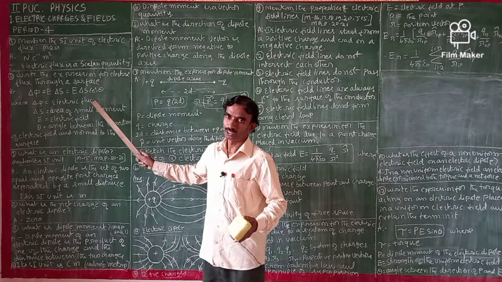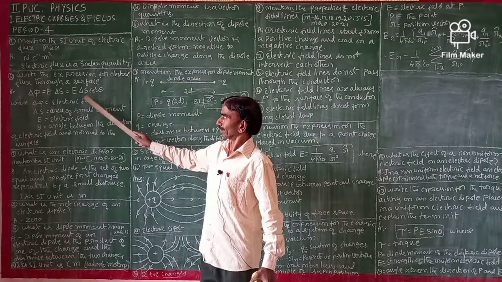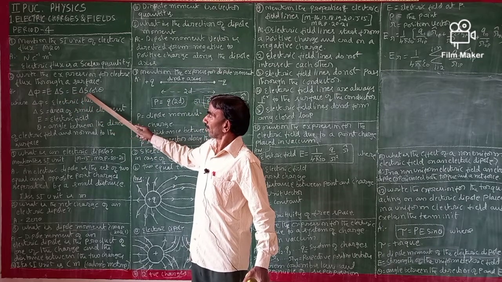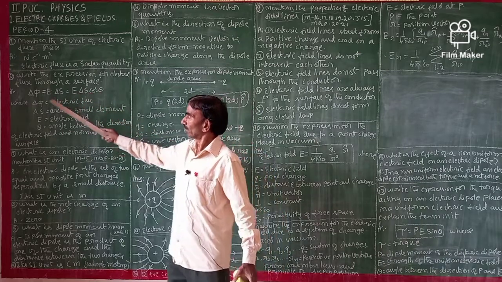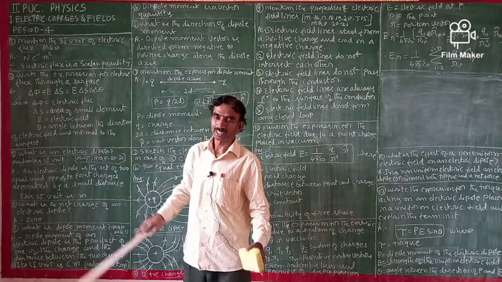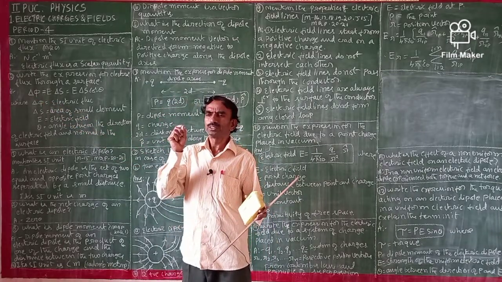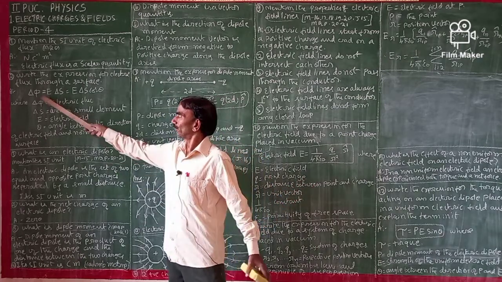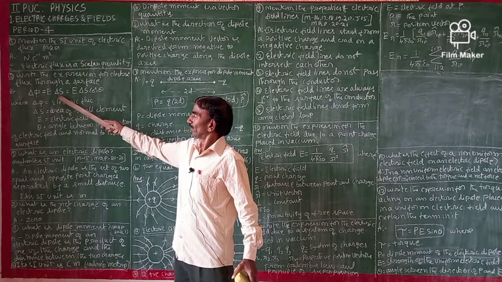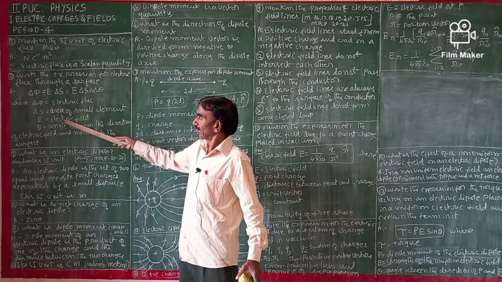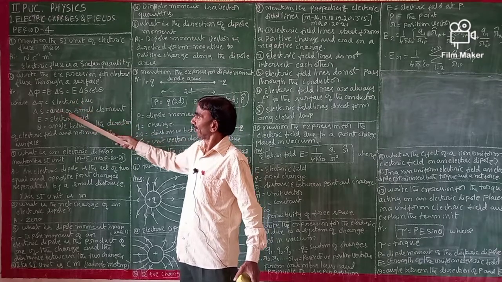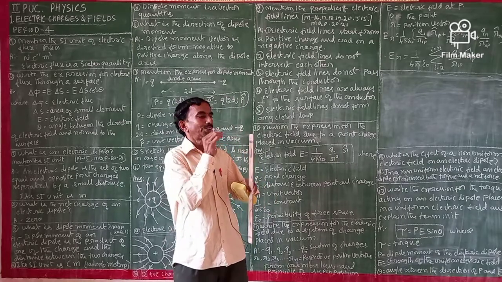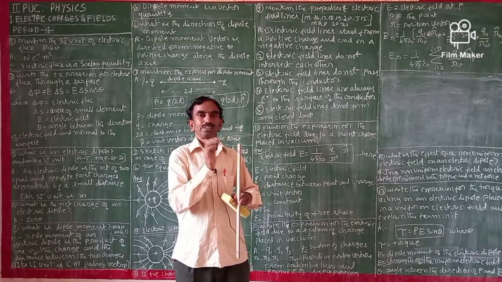There is no derivation in this topic. The expression is delta phi is equal to E into delta S cos theta. Delta phi is the electric flux. Delta means a very small quantity, not visible to the naked eye. E is the electric field, and delta S is the area of a small element. A small element means how much electric flux is flowing through this given element. That is electric flux.